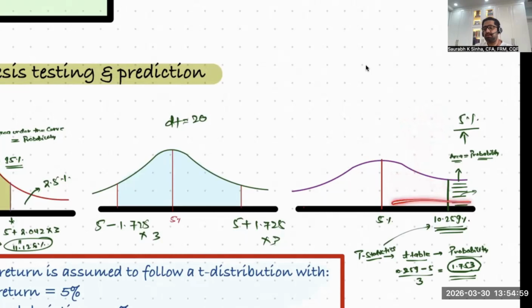And you can also say there is a 45% probability that the return will be between 5% and 10.259%, because T distribution is a symmetric distribution. So this complete half area is 50%. If you're covering 5% in this area, the remaining area is what? 45%. So there is a 45% probability that the return will be between 5% and 10.259%.